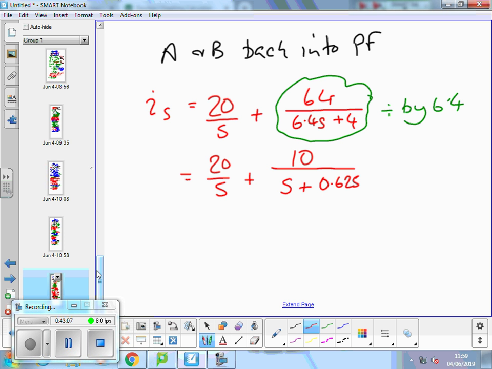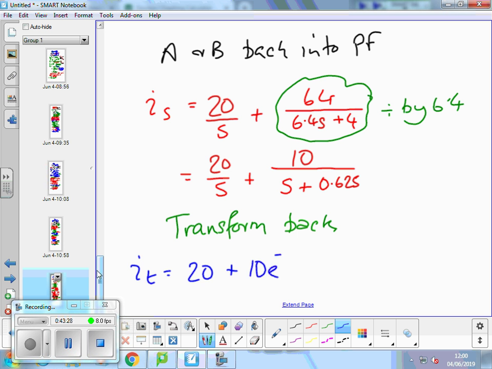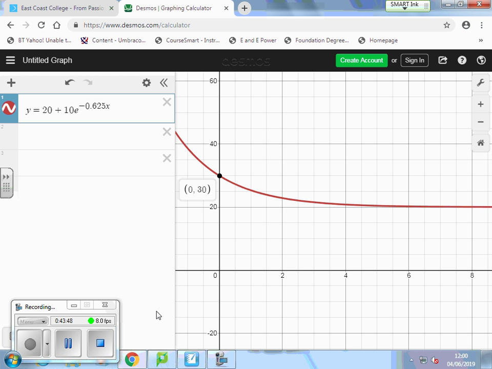Transform back. IT is equal to a constant 20 plus 10e to the minus 0.625t. Again, there's no common factor there. All right. And this is the function we get. We start off at 30 amps, and we fall, tending towards 20 amps.